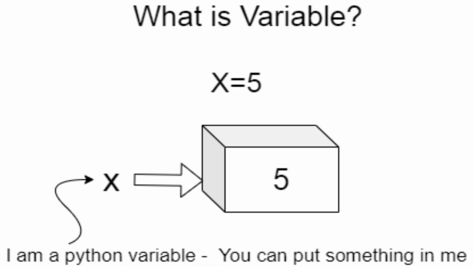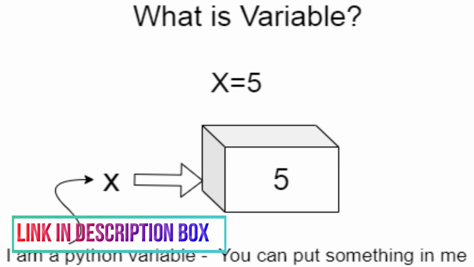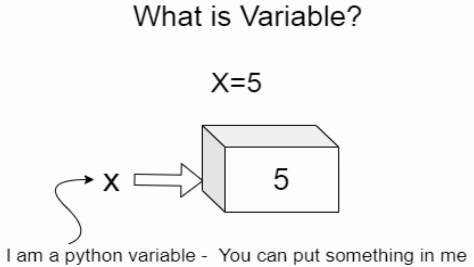So what is a variable? A variable is a reserved memory location to store any values. So what are values? The different data types. If you want to know the different data types in Python programming, I have shared the link in the description box. You can make use of it. What are all the different data types available in Python programming?